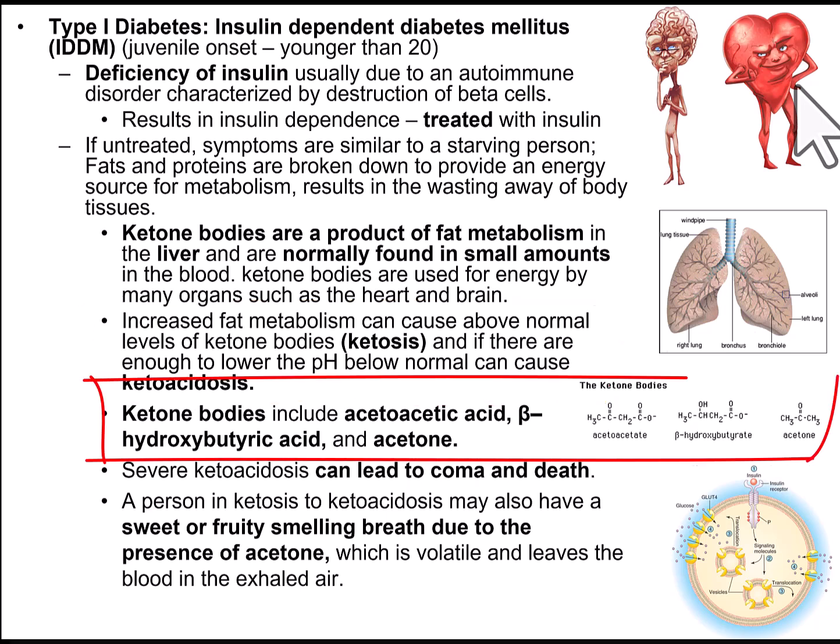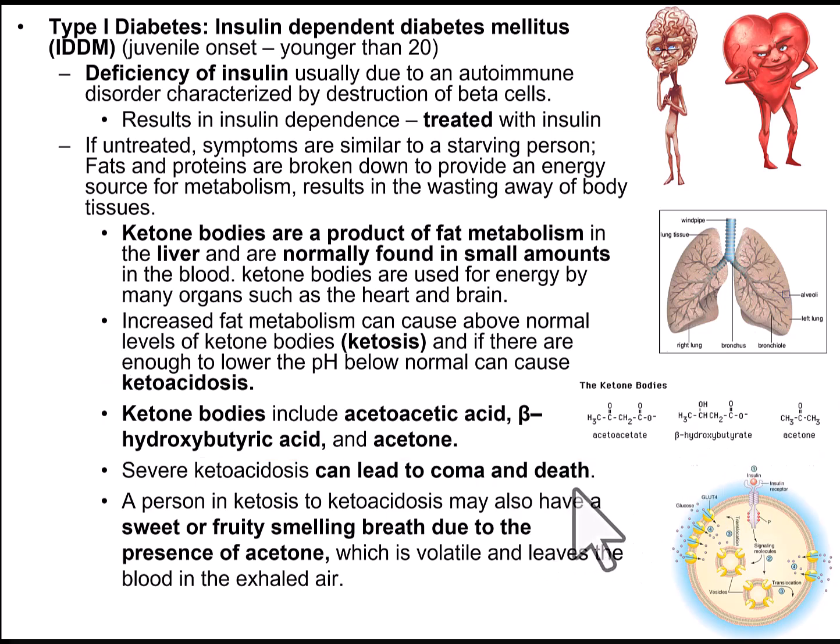You definitely want to make sure you star this, that ketone bodies include acetoacetic acid, beta-hydroxybutyric acid, and acetone. Now you can also refer to these as their conjugate bases. So acetoacetic acid is also called acetoacetate. Beta-hydroxybutyric acid is called beta-hydroxybutyrate, and then acetone is acetone. Well, severe ketoacidosis can lead to coma and death. A person in ketosis or ketoacidosis may have a sweet or fruity smelling breath due to the presence of acetone. Make sure you know that, which is volatile and leaves the blood in exhaled air.